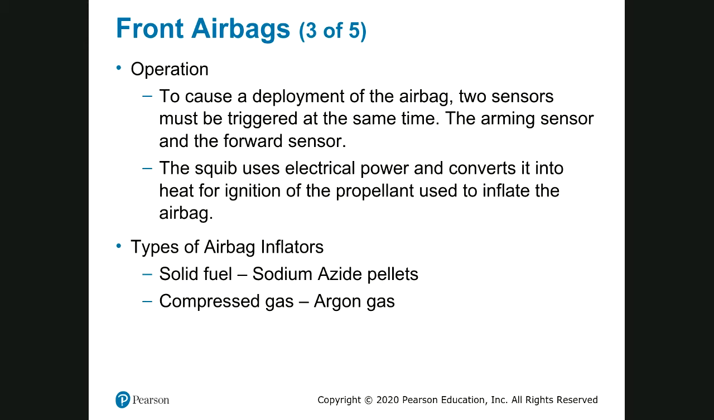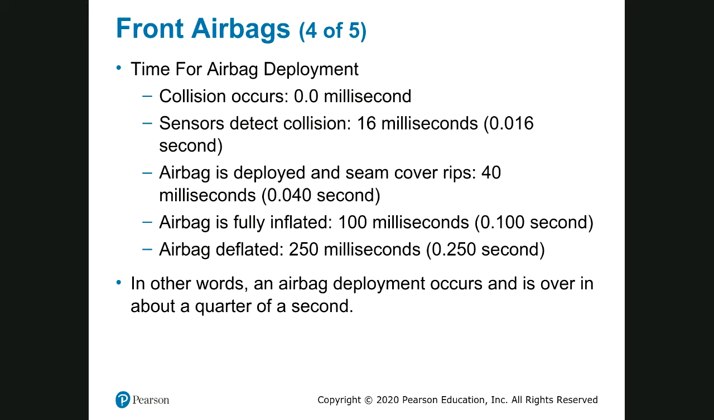So the timeline for airbag deployment, here's how fast it goes. The collision occurs, that's second zero, 0.0 milliseconds. The sensors will detect a collision at about 16 milliseconds. The airbag is deployed and the seat cover rips off the steering wheel at about 40 milliseconds. The airbag is fully inflated within 100 milliseconds, so within 1/10 of a second, your airbag is fully inflated. And the airbag is fully deflated in about 250 milliseconds, so about a quarter of a second. In other words, the airbag deployment occurs and is over in a quarter of a second.